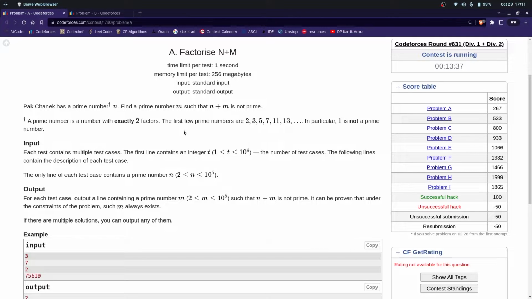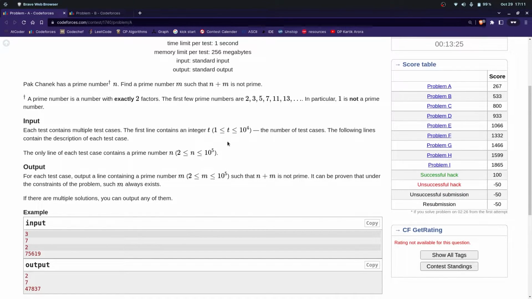So let us quickly start with the first problem. The first problem says that there's a person who has a prime number n and we have to find a prime number m such that n plus m is not prime. So basically we have been given a prime number and we have to find another prime number such that their summation is not a prime number, right?